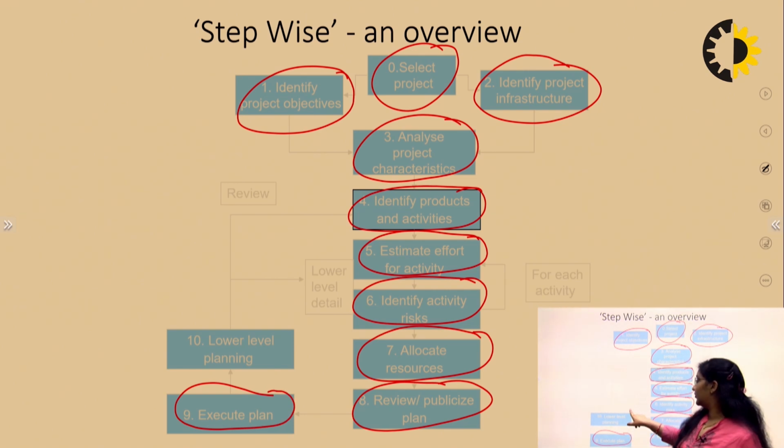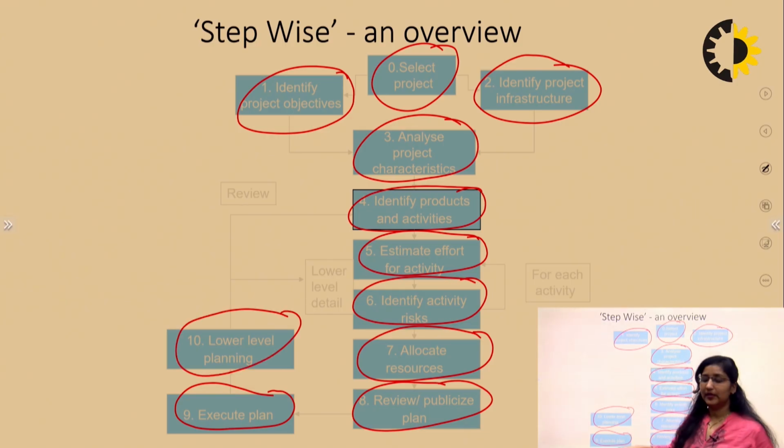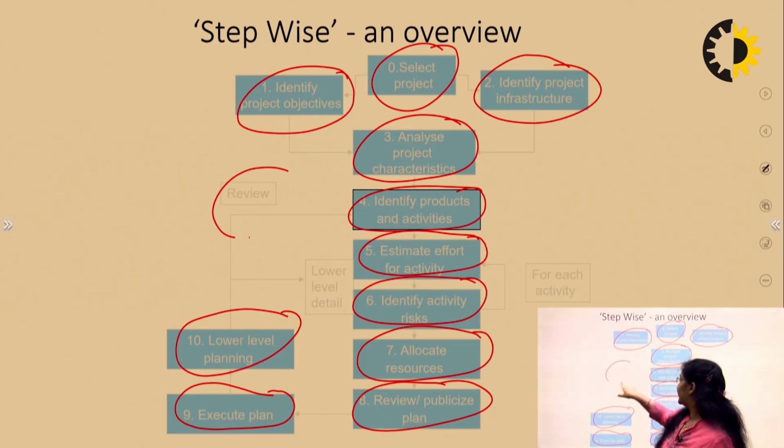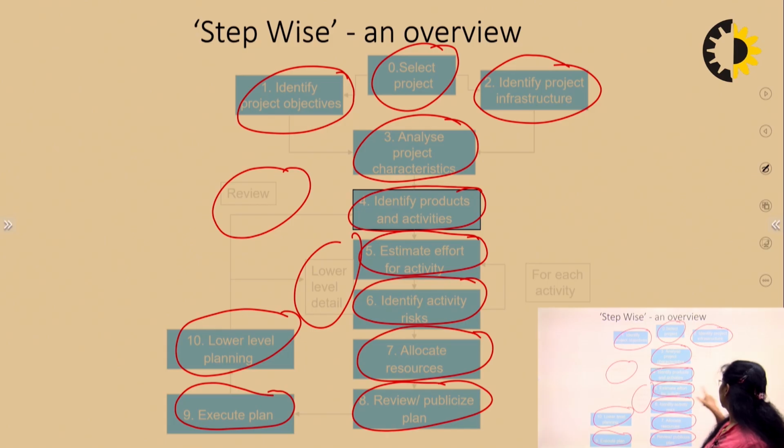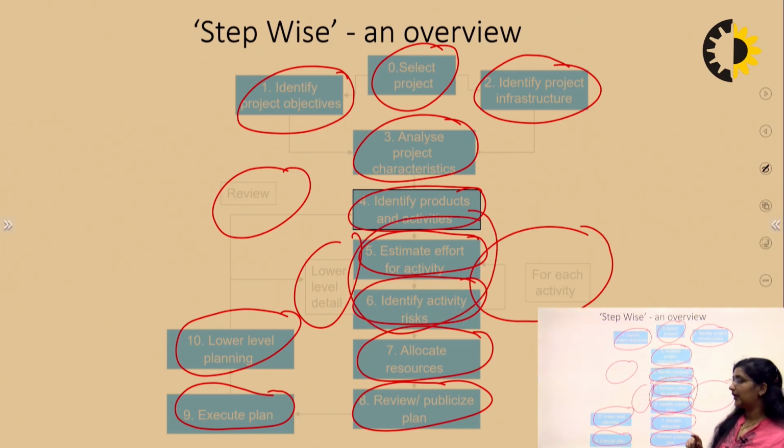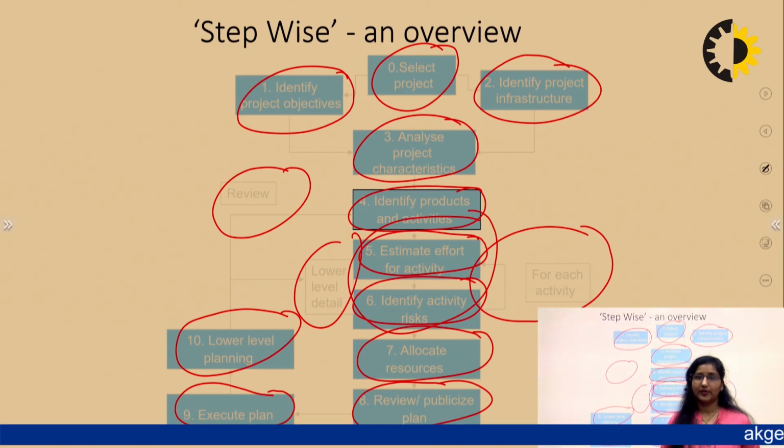After that, we will have lower level planning as well. And then from there, we will have certain reviews and the lower level details, and for each of the activities, we need to identify the effort and the activity risk which will be there.